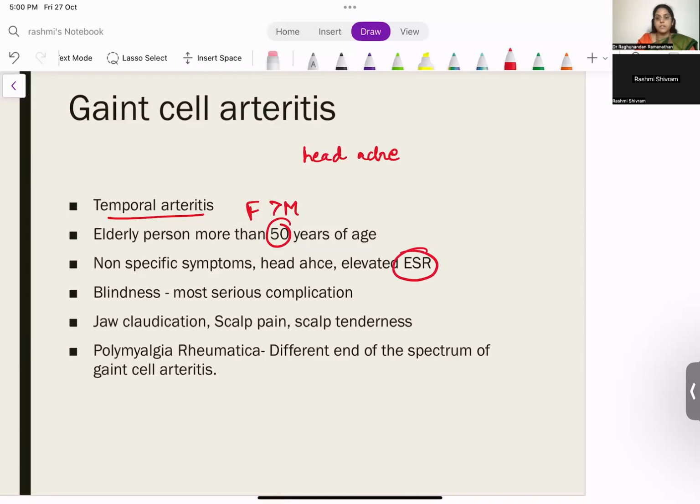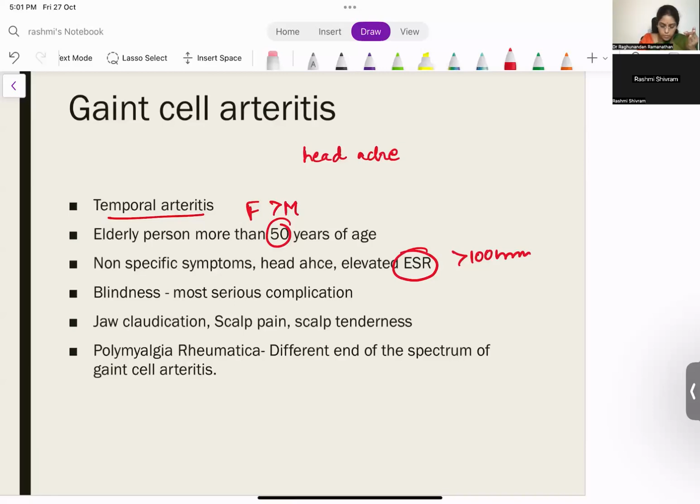You must have remembered this. ESR is characteristically more than 100 millimeters. In all cases of inflammation, especially in vasculitis, you will find that the ESR is elevated. But in patients with giant cell arteritis, the ESR will characteristically be more than 100 millimeters. So the first presentation is non-specific constitutional symptoms. Then you will have headache. What is the other presentation?